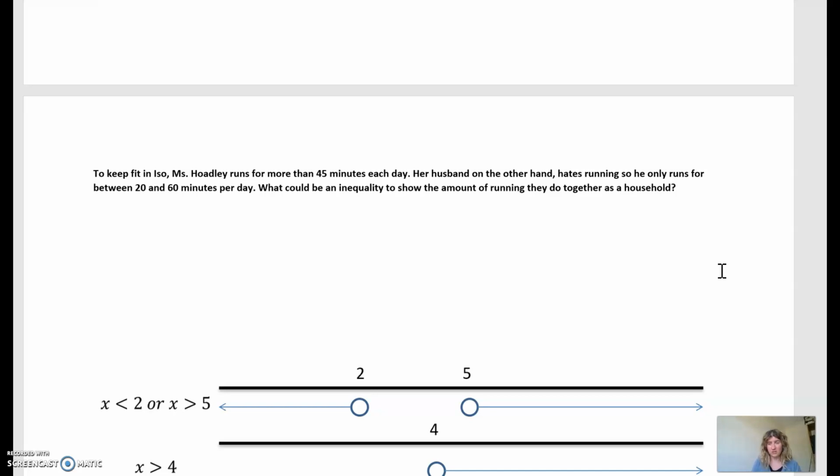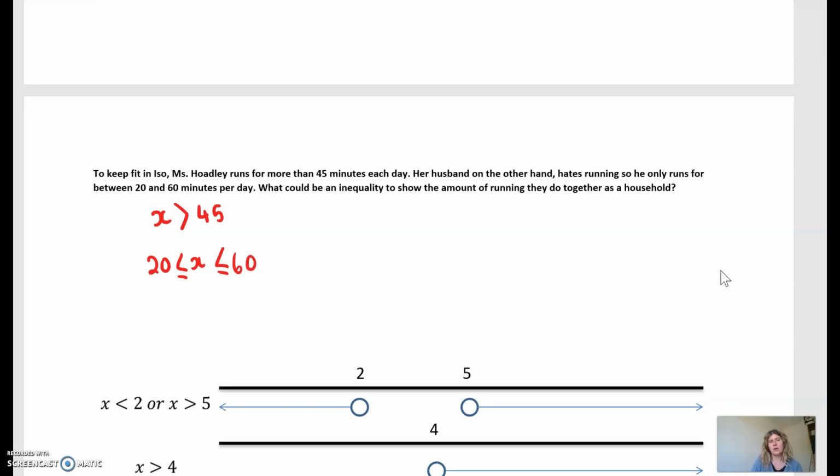Now, I'm going to use x as my variable, and that's going to be the amount of running. So in this case, I run for more than 45 minutes a day, so x is greater than 45, that's for me. Now, for my husband, he runs for between 20 and 60 minutes. So in this case, his amount of running would be greater than or equal to 20 and less than or equal to 60.